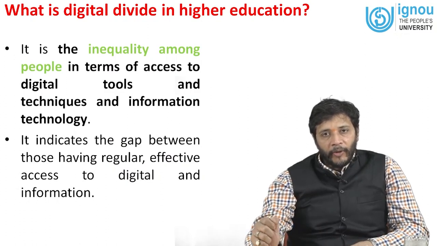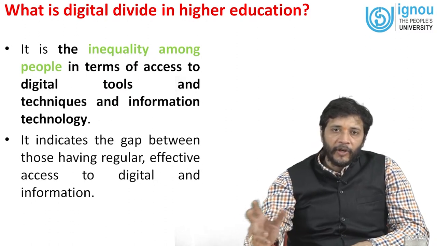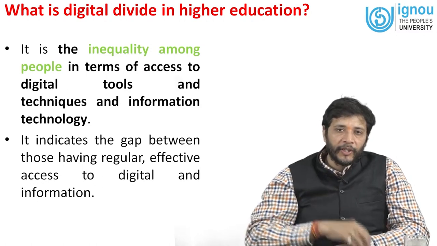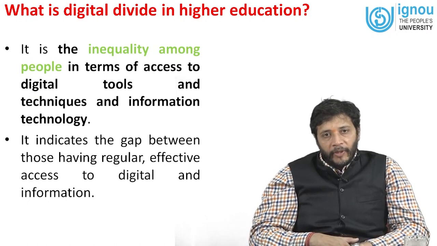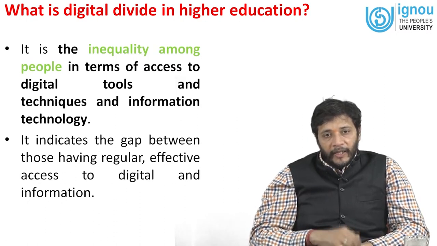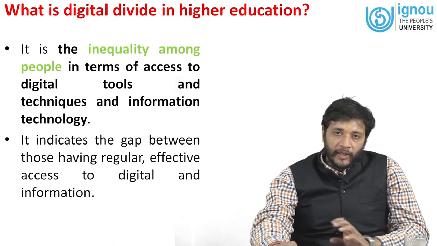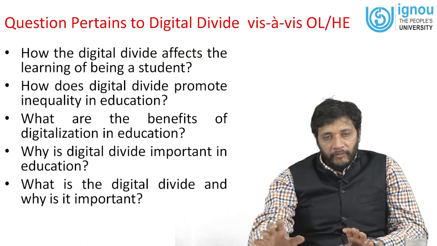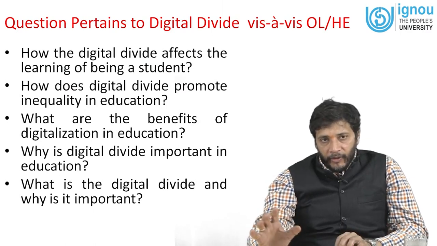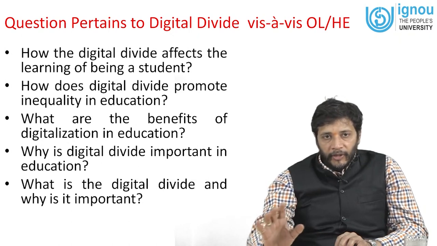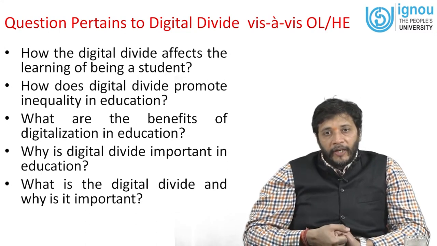And when you talk about higher education, it is quite intricate in nature if you compare it with primary or secondary education, because tertiary education is somewhat more intricate. The digital divide is the inequality among people in terms of access to digital tools, and it indicates the gap between those who have regular effective access to digital information and those who do not, because certain things play a very important role. I have talked a lot about certain things which can throw light on what online learning is and how higher education is changing.